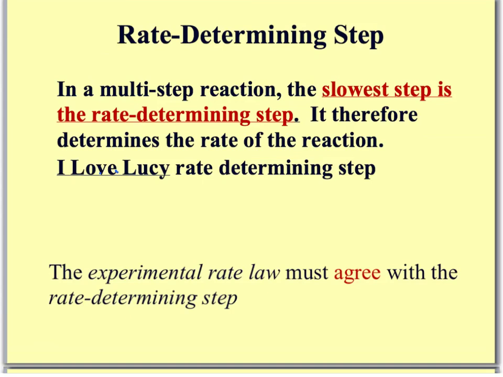So the I Love Lucy rate determining step I wanted to show you was where Lucy and Ethel are working at a candy factory. But maybe I'll show it to you at the end if I can figure that out. But anyway, what I need you to understand is that the experimental rate law, usually, and that's going to be given to you in most problems, must agree with your rate determining step.